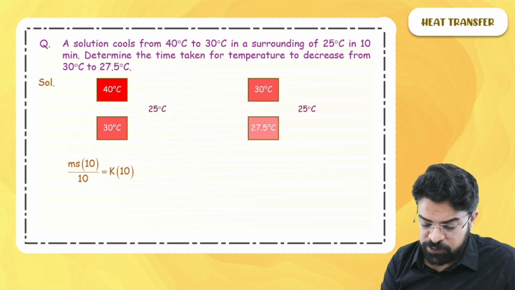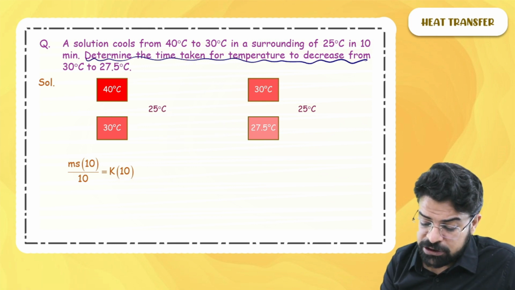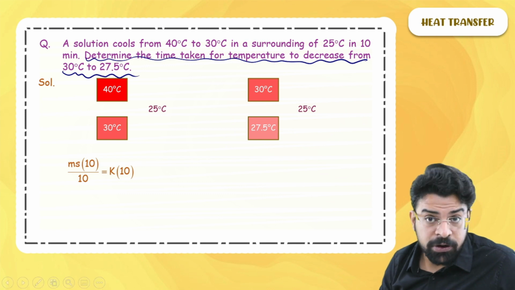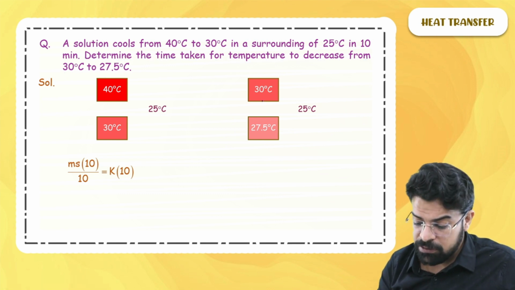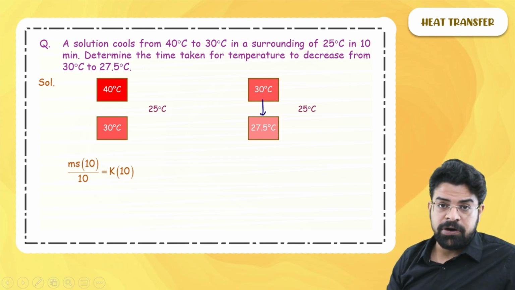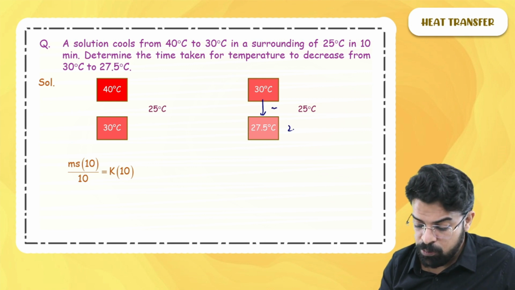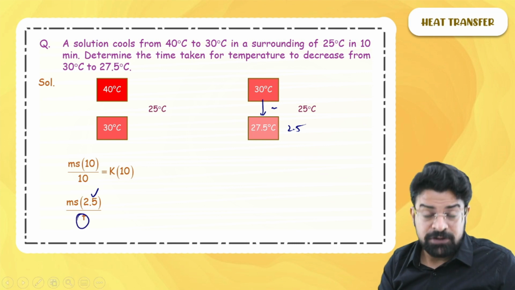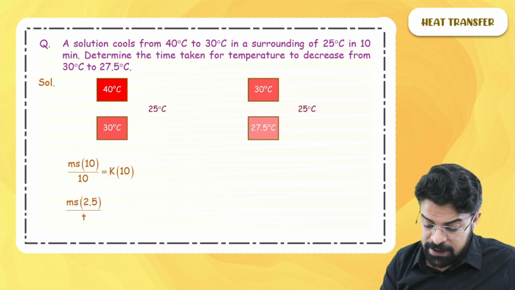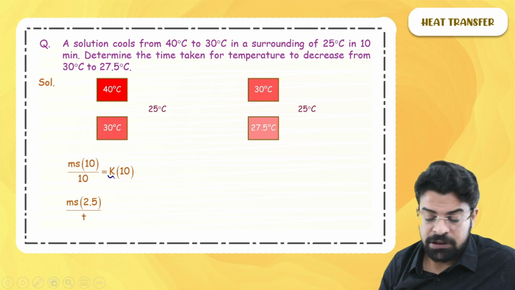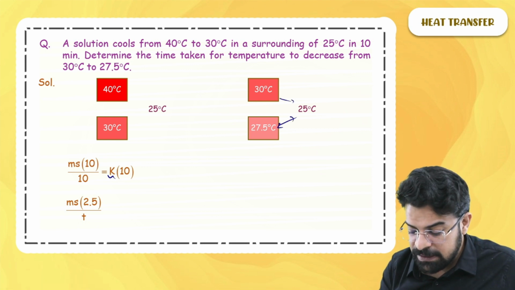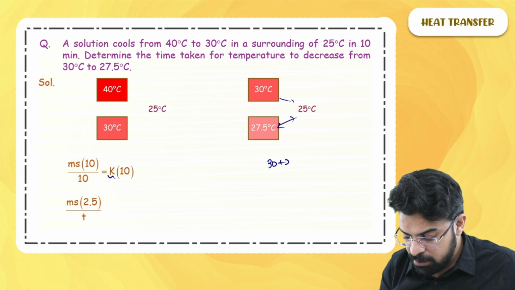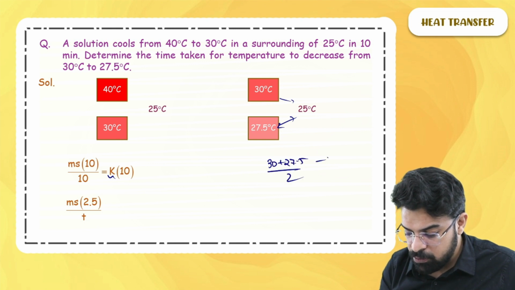Our mission is to find the time taken for the temperature to decrease from 30 to 27.5. As the body cools down from 30 to 27.5, the drop in temperature is 2.5. So write ms into 2.5 upon the time taken, which we need to find, T, equals K times the average temperature difference. Now what will be the average temperature difference in this case? So you write 30 plus 27.5 by 2 minus 25.